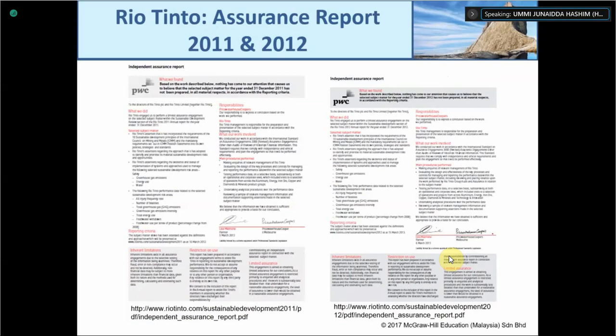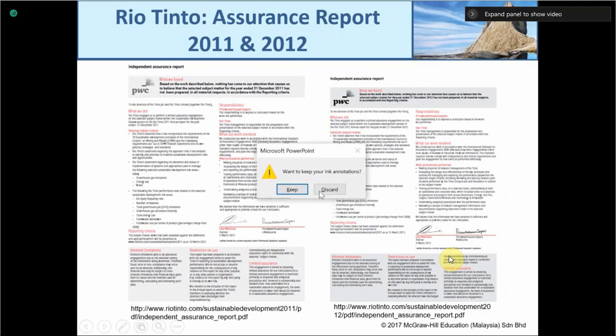It is too small to see. So what this is, is the assurance report class. Check in your textbook whether there is an assurance report. Okay, the independent assurance report, if you have the textbook, is on page 576. So this is the independent assurance report of Rio Tinto. The company's name is Rio Tinto. It is on the sustainability development.